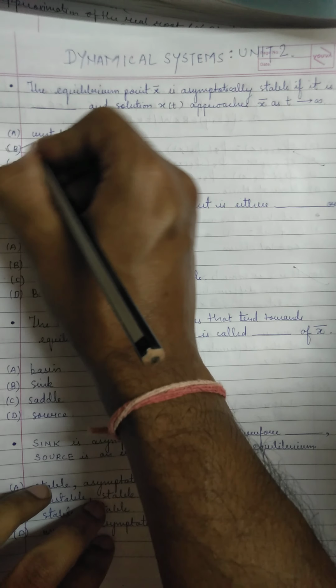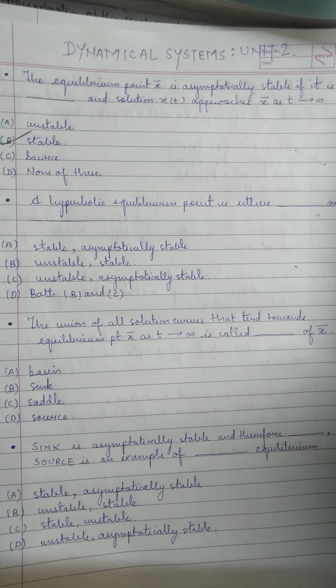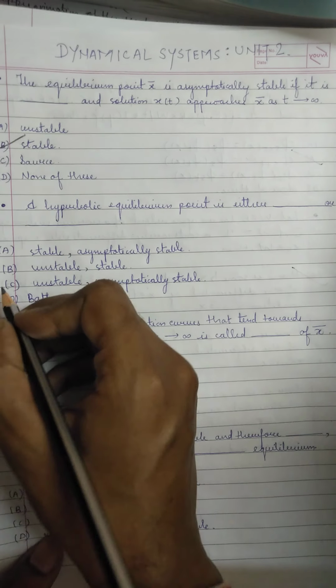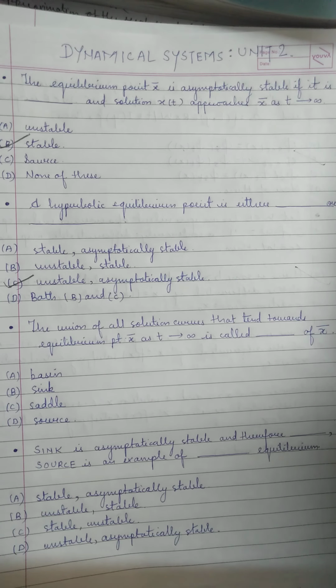Okay. B. A hyperbolic equilibrium point is either dash or dash. Stable, asymptotically stable; unstable, stable; unstable, asymptotically stable; or both B and C. The correct option is unstable, asymptotically stable. These are the direct definitions and you don't have to think much. Just have the definition and select answer.